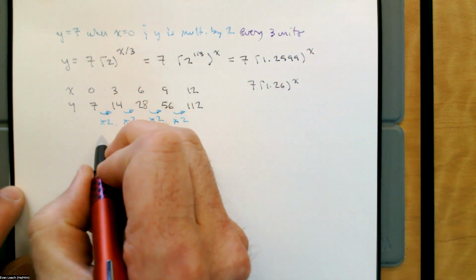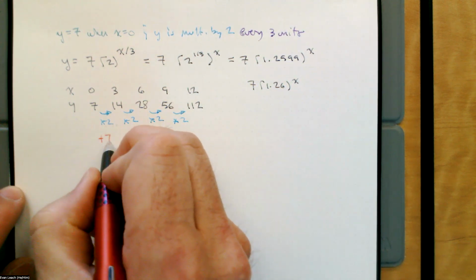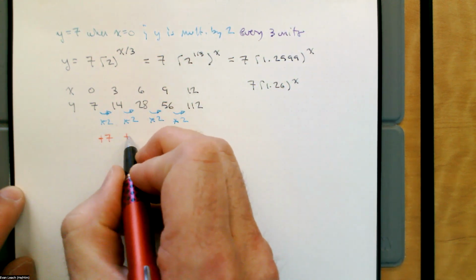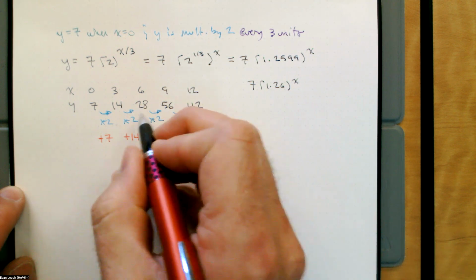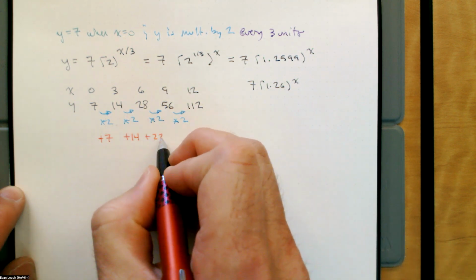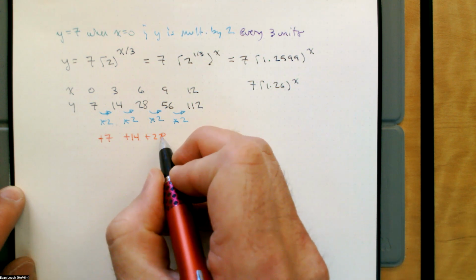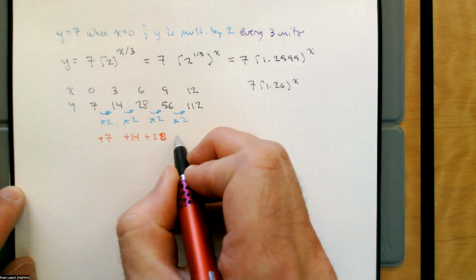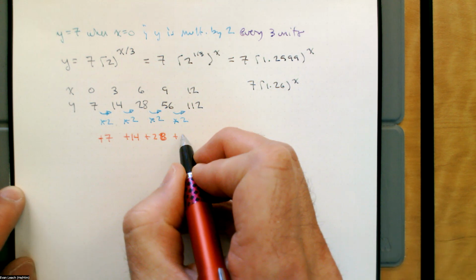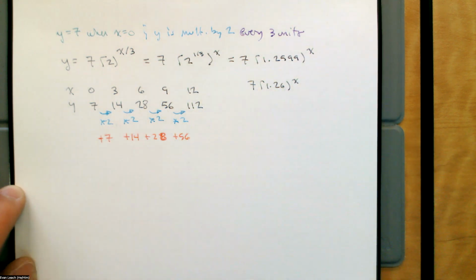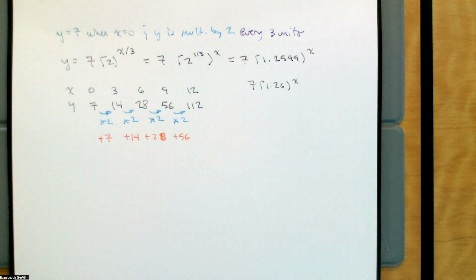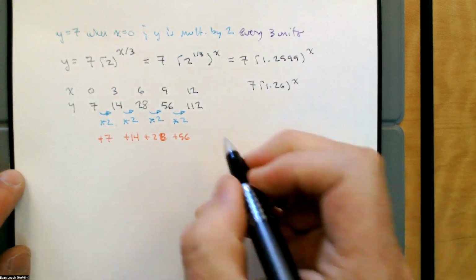From 7 to 14, we've increased by 7. From 14 to 28, we've increased by 14. From 28 to 56, we've increased by 28. And then from 56 to 112, we increased by 56. So the amount of increase is doubling as the function doubles. The rate of change is proportional to the value of the function.